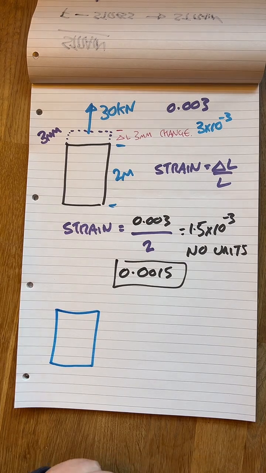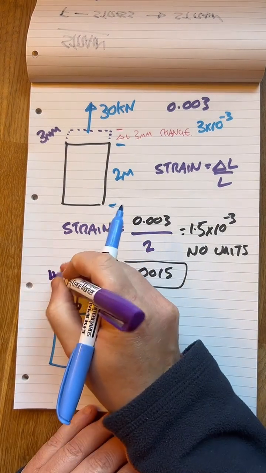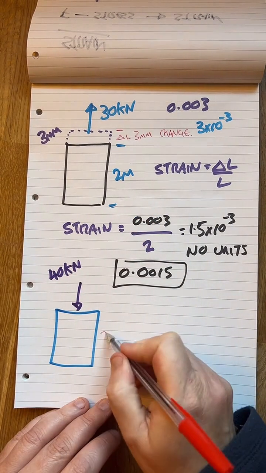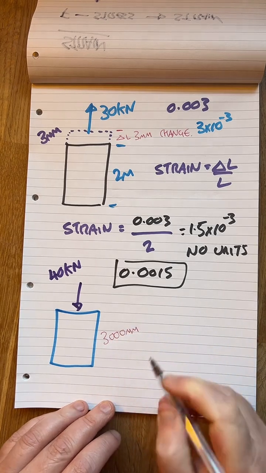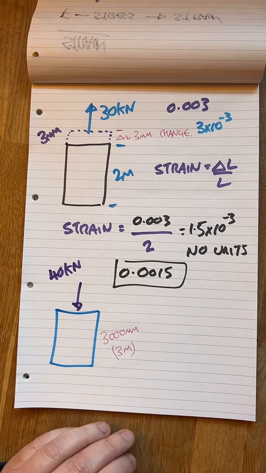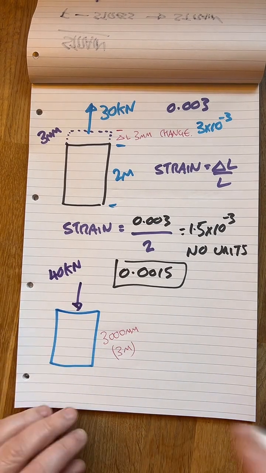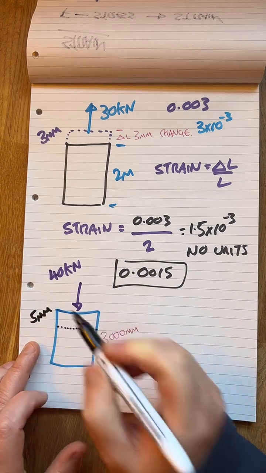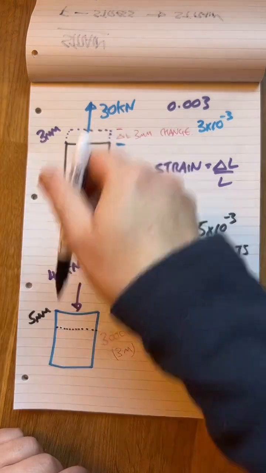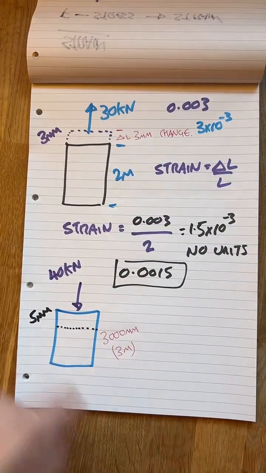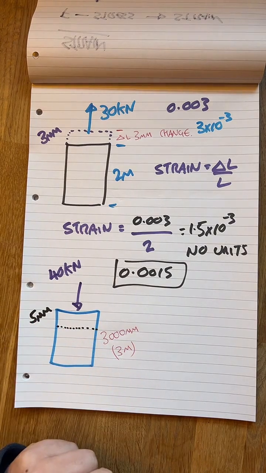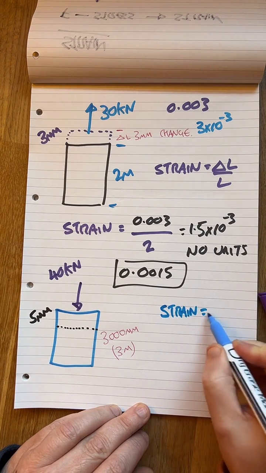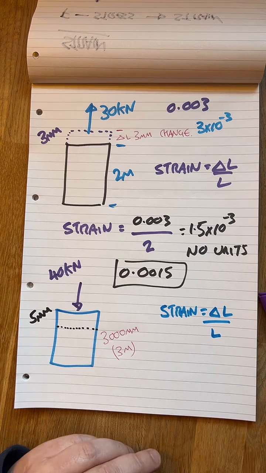Let's pretend it's at 40 kilonewtons. Let's pretend this one is 3,000 millimeters. That's 3 meters, really. It's being squashed. So let's pretend, like a can crusher, it's been squashed by 5 millimeters. It's getting fatter and wider, but we're only going to deal with the 5. What is the strain on this object? Strain is change in length, delta L, over length.